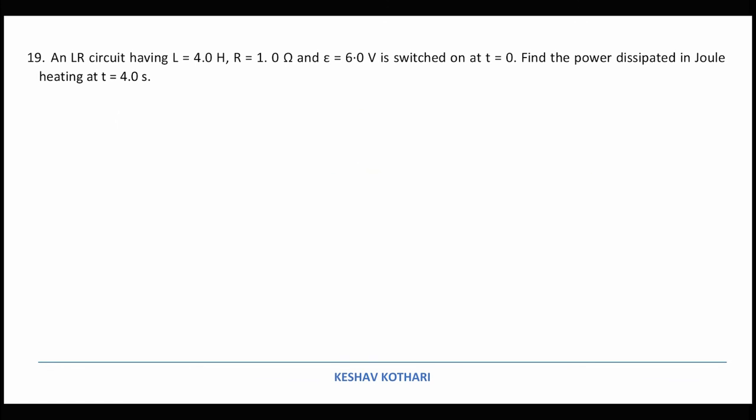Problem number 19 states an LR circuit having L equals 4 Henry, R equals 1 ohm and EMF equal to 6 volt is switched on at t equal to 0. Find the power dissipated in joule heating at t equal to 4 seconds. At this point, we first calculate the value of the time constant for this circuit. The time constant is equal to L by R, which is 4 upon 1, that is, 4 second.